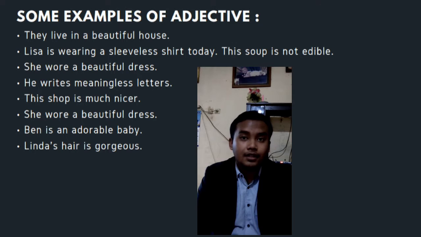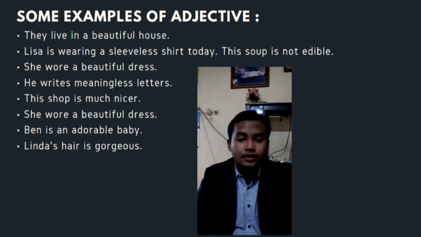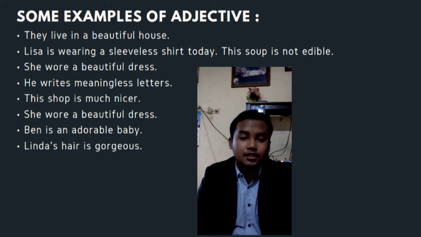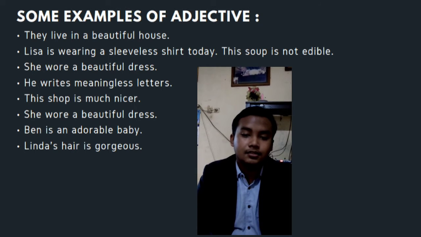First, they live in a beautiful house. The adjective is beautiful and the noun is house. Lisa is wearing a sleeveless shirt today. This soup is not edible. The adjective is edible and the noun is soup. She wore a beautiful dress. He writes some meaningless letters. The adjective is meaningless and the noun is letters. This shop is much nicer.